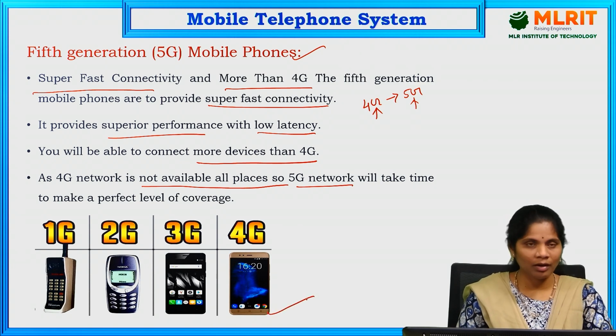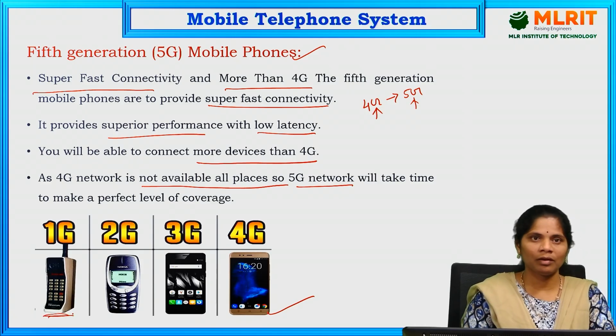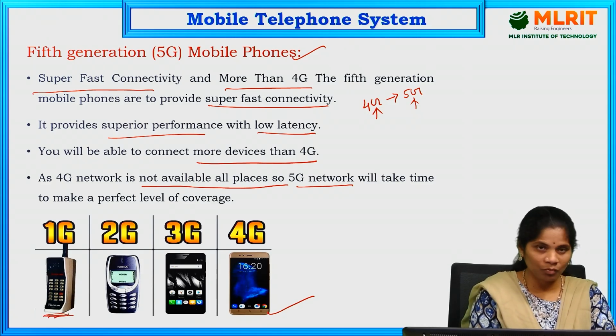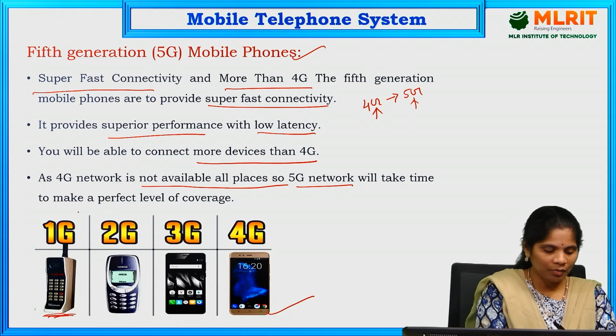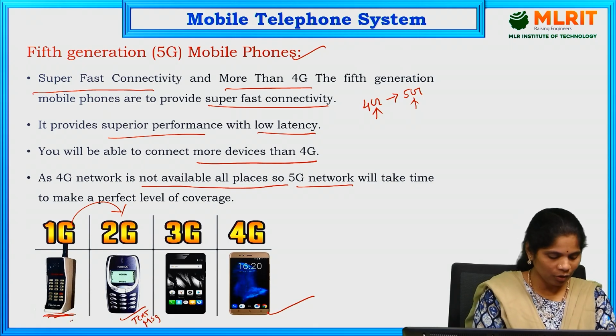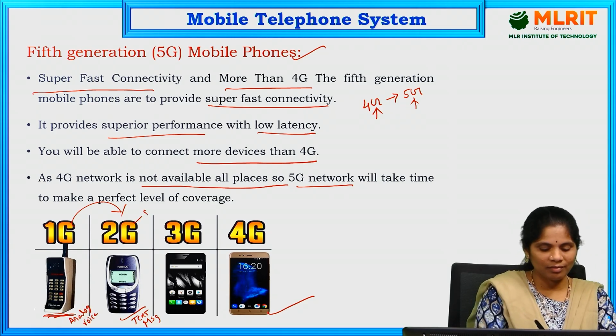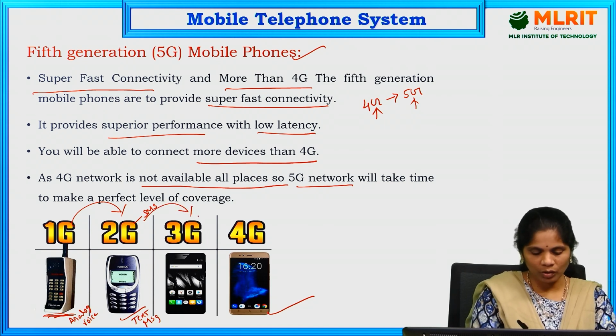See this picture here, it shows the generations like 1G, 2G, 3G. This type of phone, which we can see in old movies, is 1G. It has only analog voice. Coming from 1G to 2G, it has text messages, that is SMS. And coming to the 3G phone, from 2G to 3G, we use MMS, multimedia services, with an internet connection.